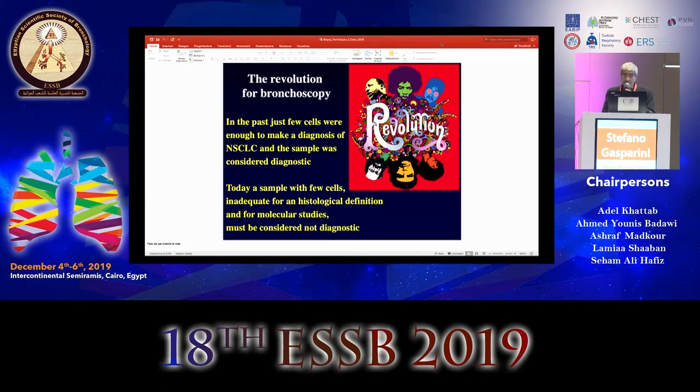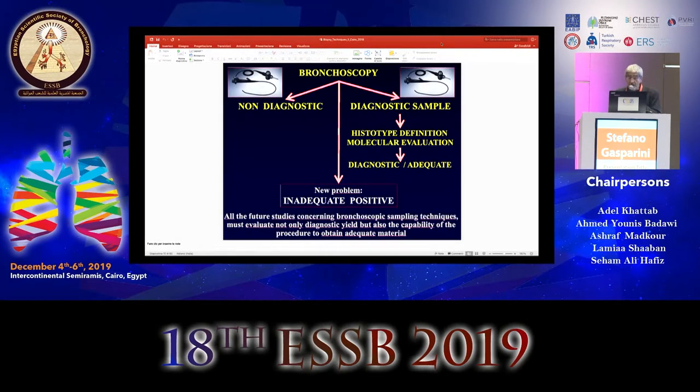In other words, this brings a revolution in bronchoscopy, because in the past, just a few cells were enough to make a diagnosis, to say this patient has non-small cell lung cancer. I have 3 cells, non-small cell lung cancer, okay, enough to start the treatment. Today, a sample with few cells is inadequate for histological definition and for molecular studies and must be considered not diagnostic. So we have a new category of sample. In the past, we had diagnostic and non-diagnostic samples. Now we have diagnostic, non-diagnostic, and inadequate positive.